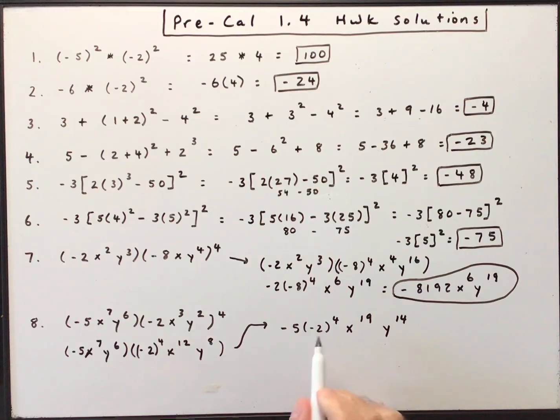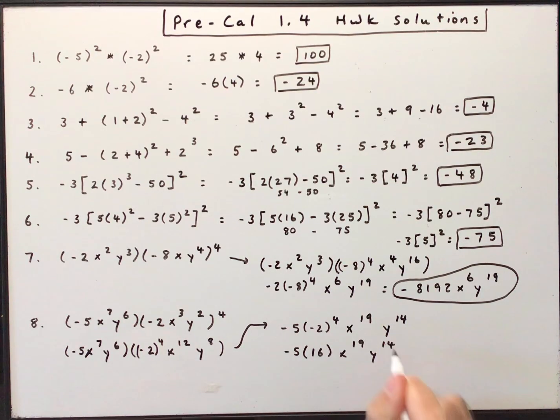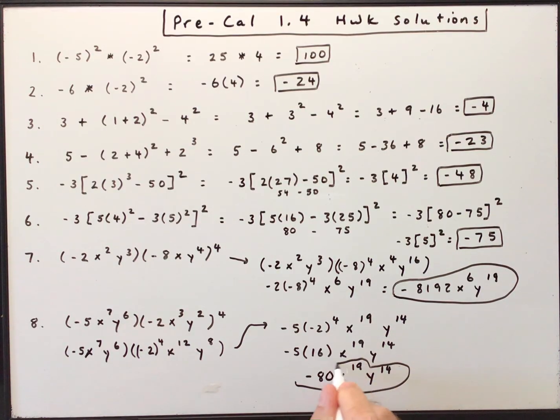So I just want to clean up that negative 2 times negative 2 times negative 2 times negative 2. That's going to be negative 5 times 16, and then negative 5 times 16 would be negative 80. So we'd have negative 80 x to the 19th y to the 14th is our final answer.